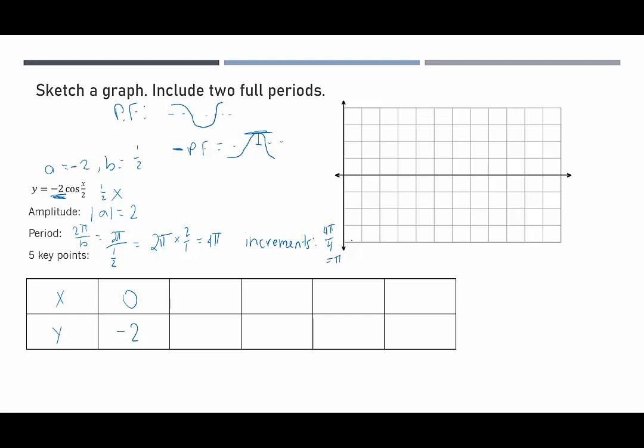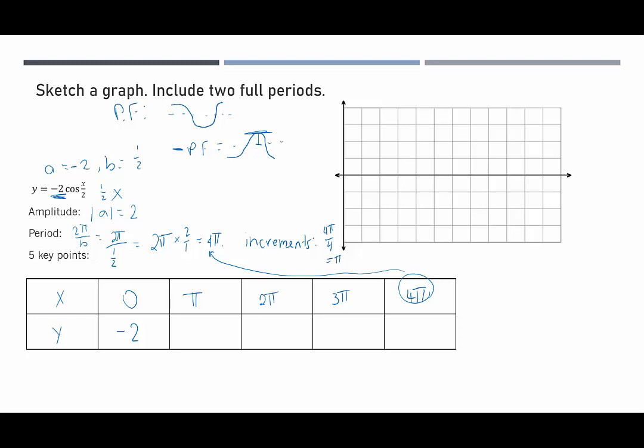So this time we have increments of pi's. Oh, that's nice. No fractions. So we're going to add pi to our previous x. That's going to give me pi. And then I'm just going to fill the x's across, just because it's a nice pattern. So when I add pi, I get 2 pi. I add pi, I get 3 pi. I add pi, I get 4 pi. And this should match our period. Our period was 4 pi, so I feel pretty good about that.